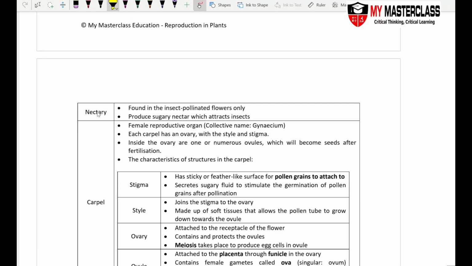The nectary is only in insect-pollinated flowers. It produces nectar to attract the insects, which transfer the pollen grains from flower to flower.